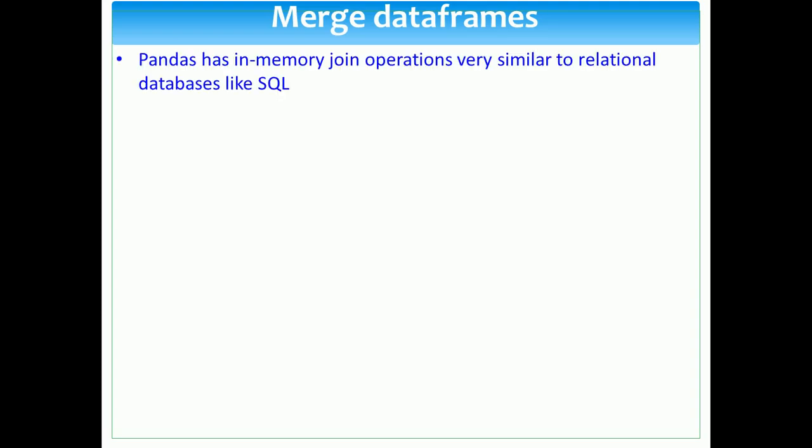This facility will be similar to the way in which you typically do activities on databases, say like SQL. Essentially pandas has in-memory join operations very similar to relational databases like SQL. We are going to make use of this facility. However, when you try to merge, you need to specify how you want to do that merging, how the output should look, and stuff like that. So we will try to understand those things as part of this video.